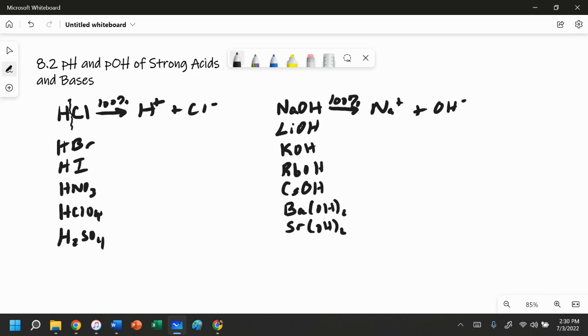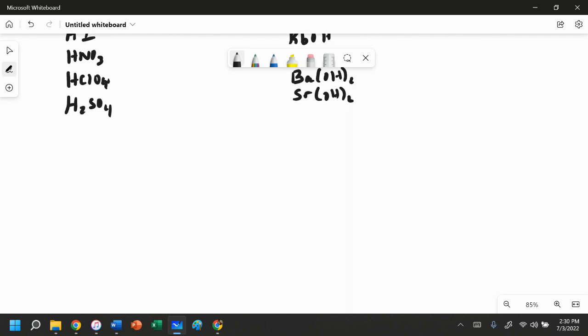That dissociation is what allows us to calculate the pH and pOH in a very simple way. When we get to weak acids and weak bases, that's going to be a little more complicated. But with strong acids and strong bases, it's actually pretty easy. So how do you do it? Well, let's look at an example.